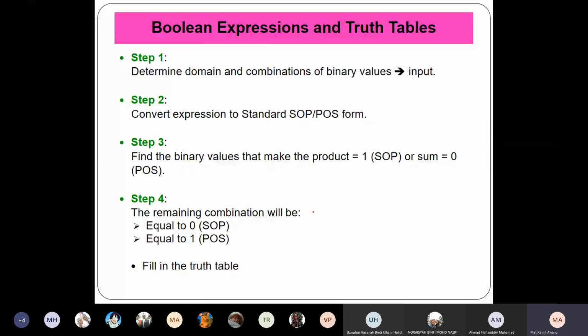Then you find the binary values that make the SOP equal to 1 or the POS equal to 0. Okay, like what we saw in the last lecture. Then the remaining combinations will be equal to 0 for SOP and equal to 1 for POS. Then you fill up the truth table. Okay.